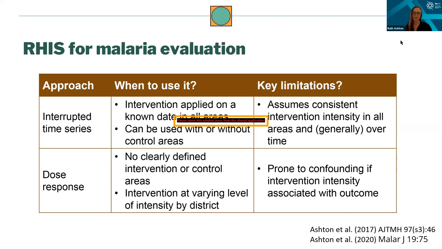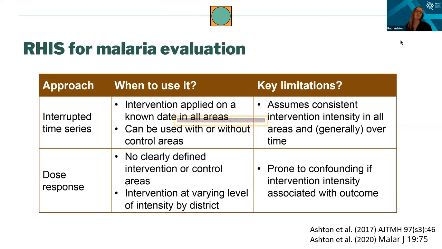The interrupted time series can be used with or without control or comparison areas. But one of the key assumptions of this method is that it assumes that your intervention has been applied with a consistent intensity across all areas, and generally that intervention remains consistent over time.